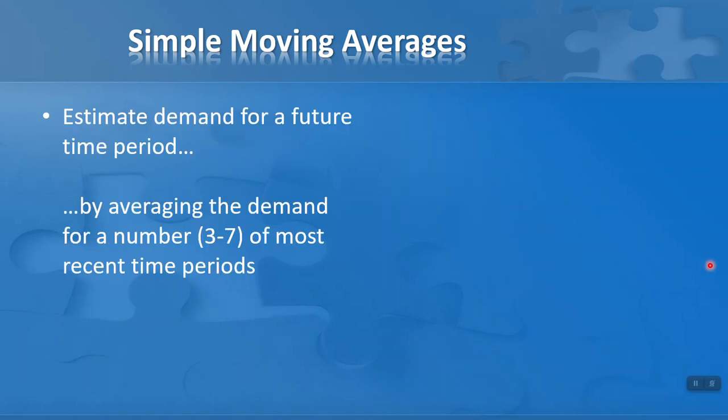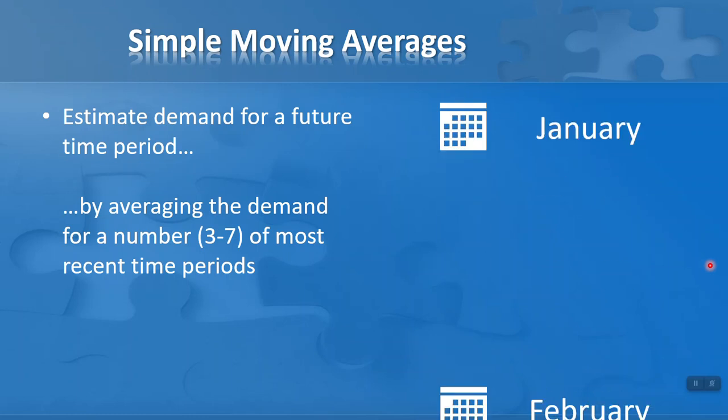So let's say we want to estimate demand for a future time period. This could be sales figures, it could be stock levels and so on. We need to have some estimate of what the demand for a future time period might be. And we're going to do this in the simple moving average by averaging the demand for a number, 3 to 7, of most recent time periods.